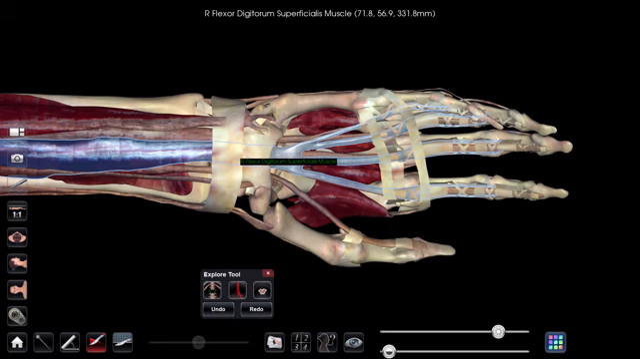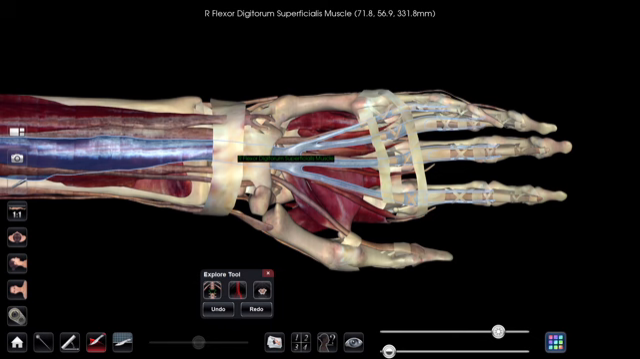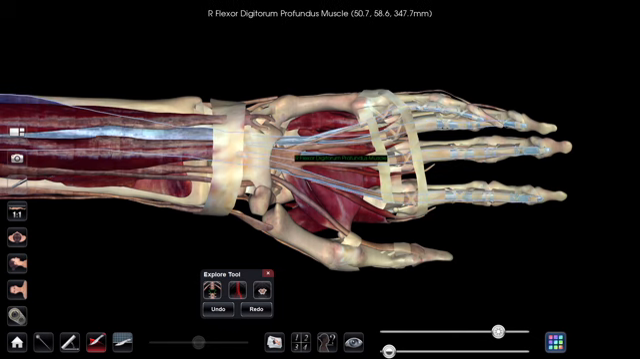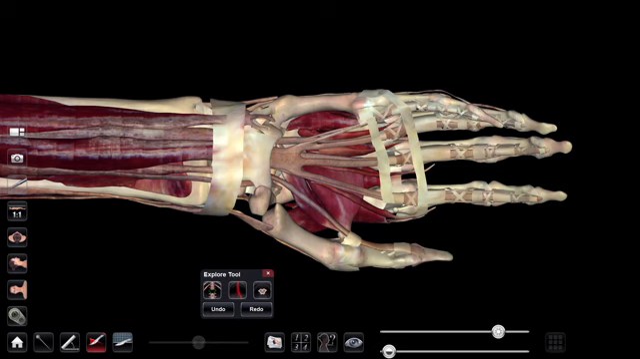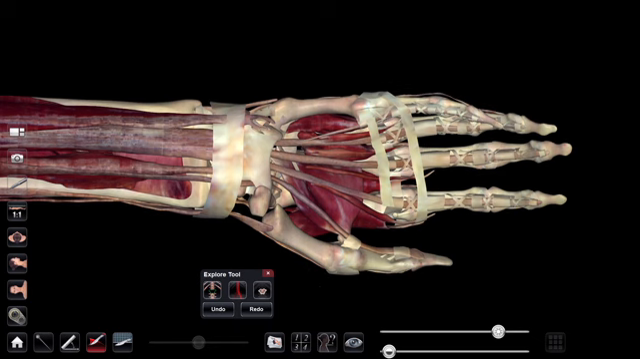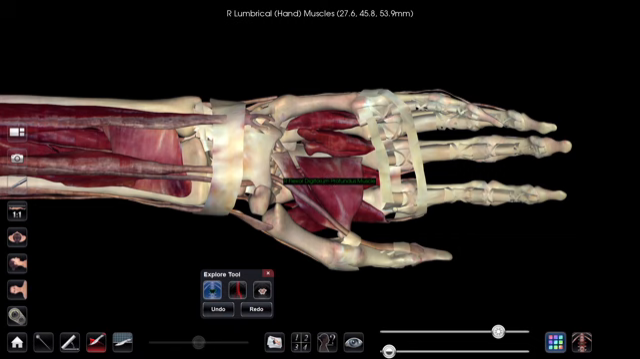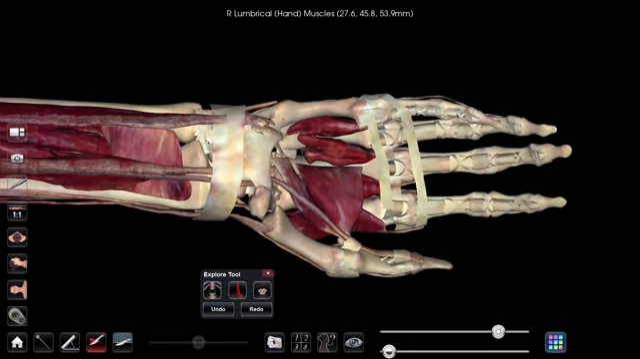We can see the tendons of flexor digitorum superficialis that have to split and allow the tendons of flexor digitorum profundus to pass through. Let's remove the tendons of flexor digitorum superficialis, and we can see the lumbrical muscles that attach to flexor digitorum profundus. Let's highlight those, and we can see their attachment, and then let's remove those. So with the tendons of flexor digitorum profundus removed, we can now see the adductor pollicis in the web of the hand.